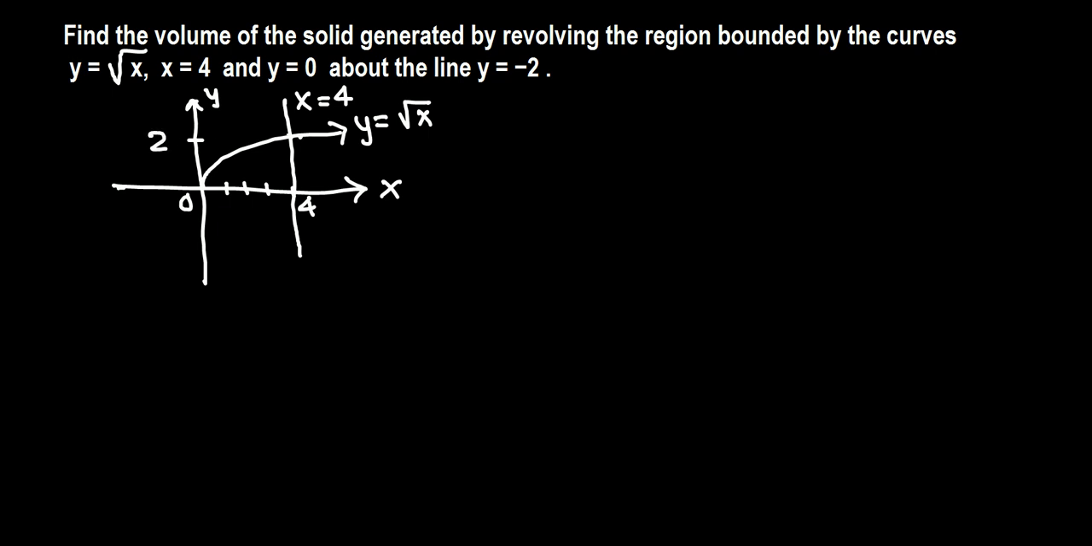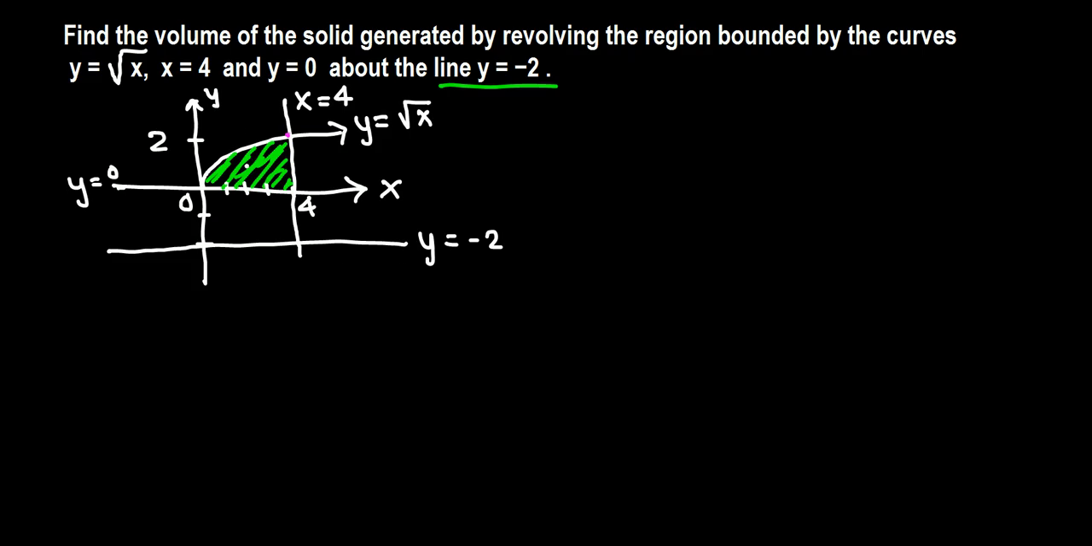So this point is 4 comma 2, and y equals 0 means x-axis, so x-axis is the same as y equals 0. So the region bounded by these three curves is this region. And we want to rotate this region about the line y equals -2. Okay, y equals -2, so -1, -2. So here is the line y equals -2.